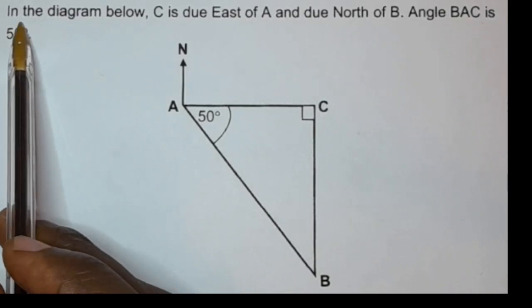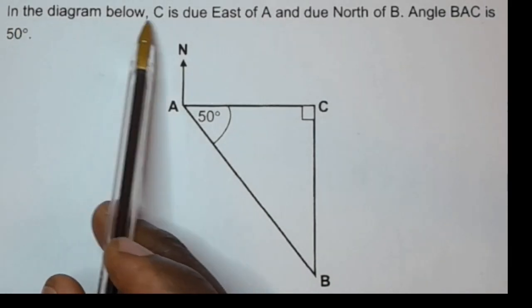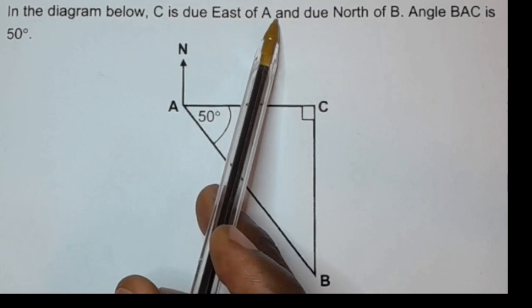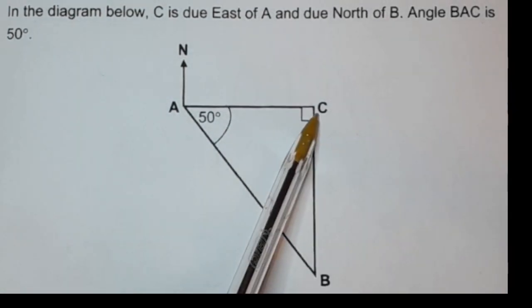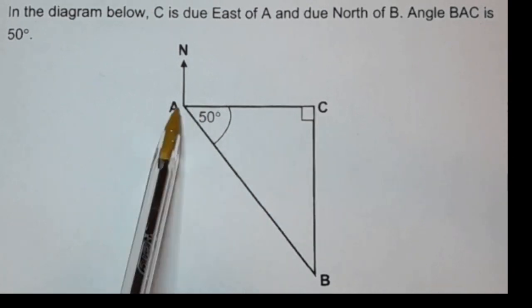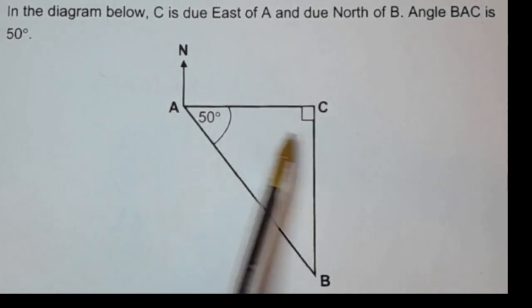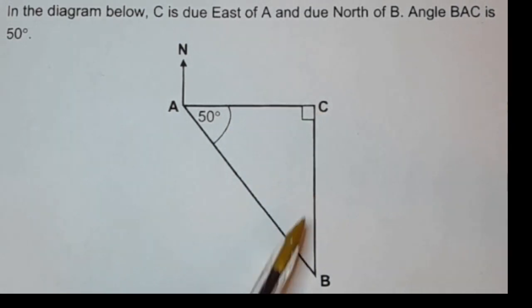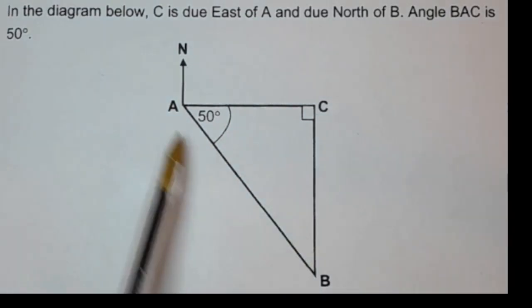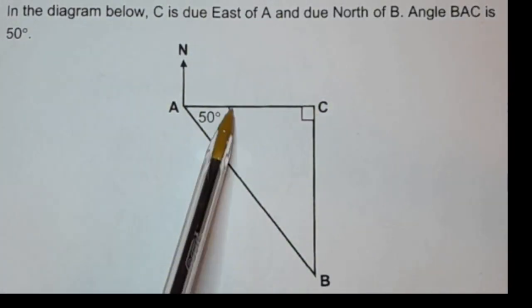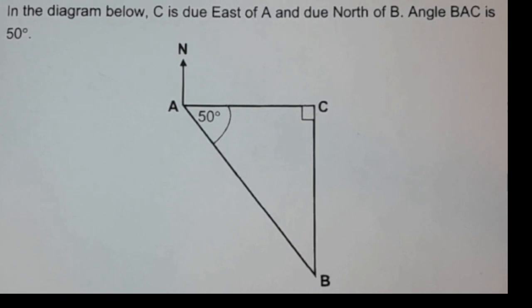The question says, in the diagram below, C is due east of A and due north of B. So C is due east of A and the same C is due north of B. Angle BAC is 50 degrees. So this is the angle they are talking about.